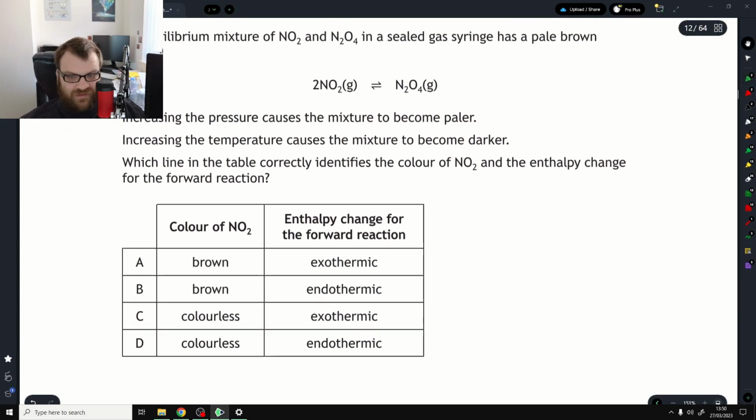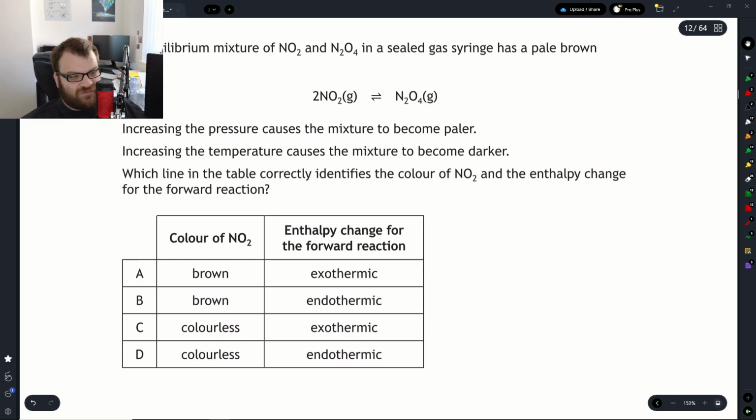Last multiple choice question. We've got another equilibrium question. We're told information about changing the pressure and changing the temperature and what happens to colour. First thing says that increasing the pressure causes the mixture to go paler. You increase the pressure, it favours the lower number of moles of gas. Both of these are gas, so we don't need to think about that. In this case, we've got 2 on the left and 1 on the right.